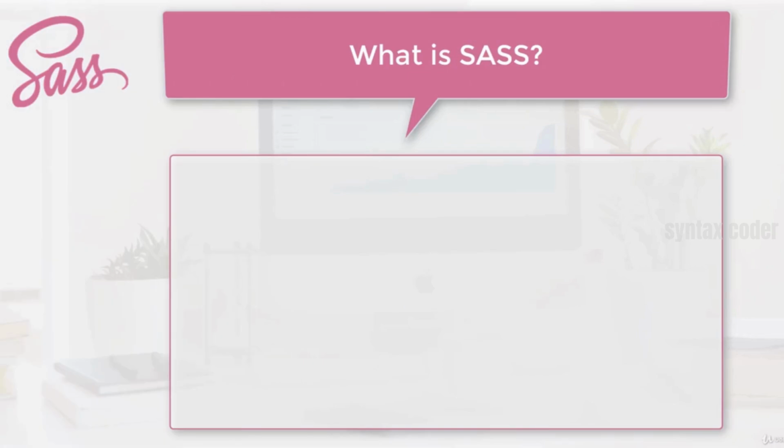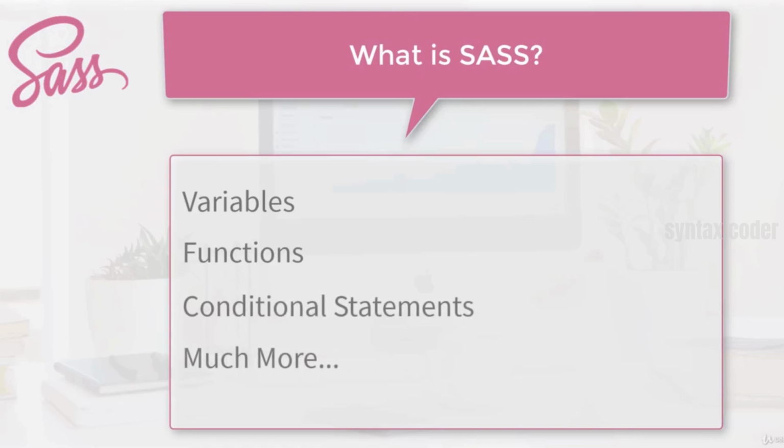SASS gives us the ability to write CSS code like a programming language because we are able to use variables, functions, conditional statements, and so on. If those things are not familiar to you, then do not worry about it, because throughout the coming lectures you will be able to learn about them in detail.